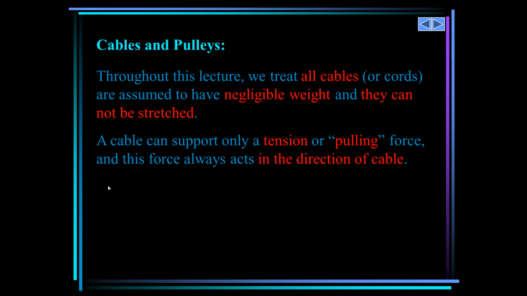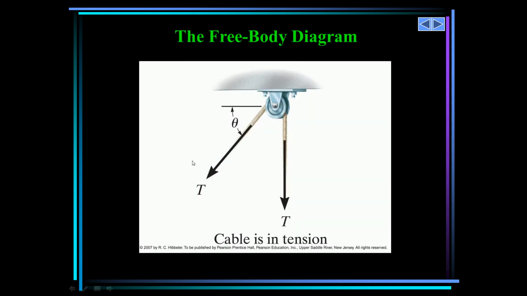For cables and pulleys, throughout this lecture we treat all cables, or cords, as having negligible weight, and they cannot be stretched. A cable can support only tension, or pulling force, and this force always acts in the direction of the cable. In the picture shown here, there is a tension T, and T will remain T no matter whether it is pulling down, pulling up, or at an angle with the horizontal. So a cable carries tension.